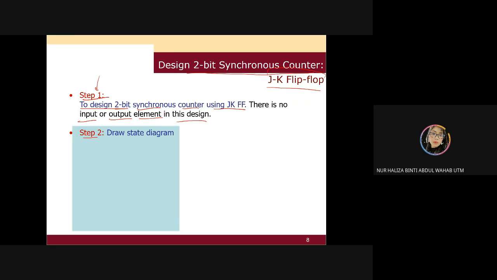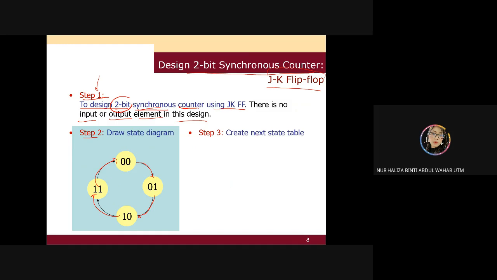Step number 2, draw the state diagram. Because it is a 2-bit synchronous counter, you're going to have 0, 0, and then you go to 0, 1, to 1, 0, and then 1, 1. Back to the 0, 0.